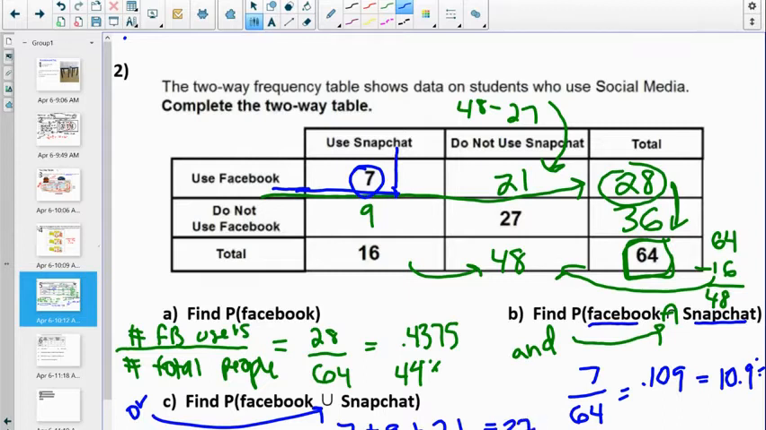So we have 37 people who use Facebook or Snapchat out of 64. And let's see what that is the same as. In decimal form, 37 divided by 64 gets you to 0.578, which is the same thing as saying 57.8%. So remember, we subtracted that second 7 because it was double counting it. So we wanted to get rid of those doubles that overlap.